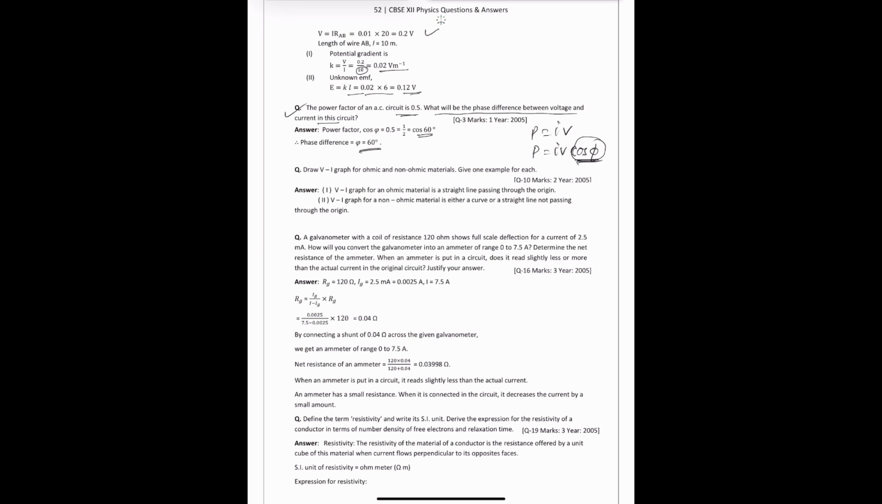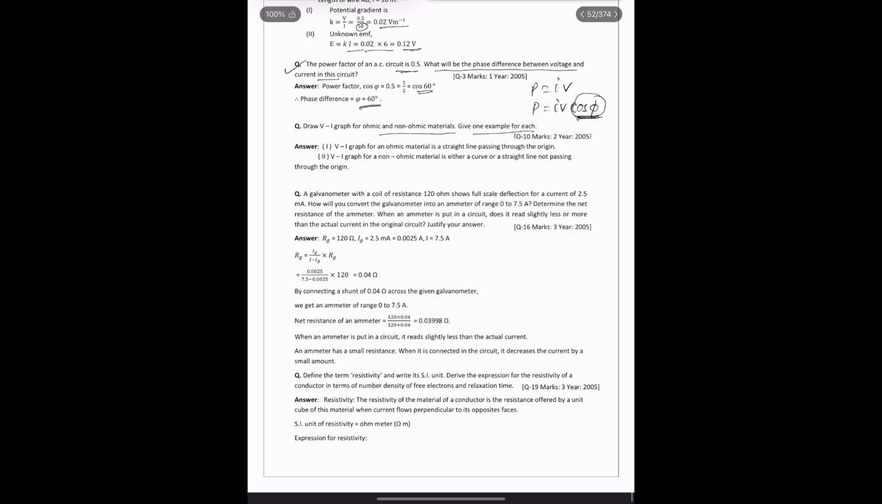Draw the VI graph for ohmic and non-ohmic materials. Give one example for each. Okay. Ohmic material means what?